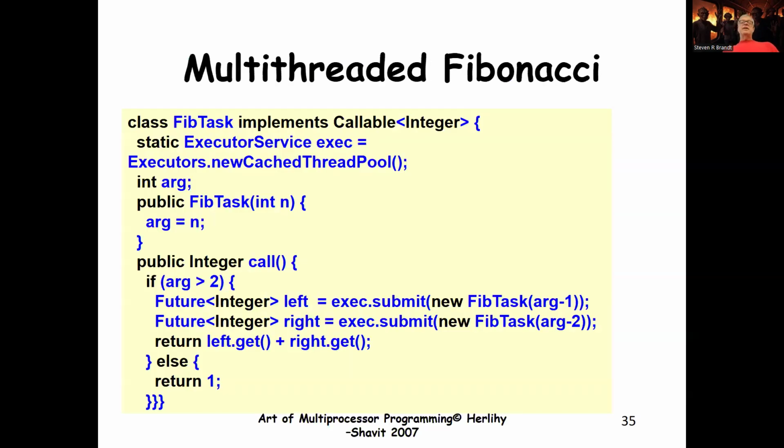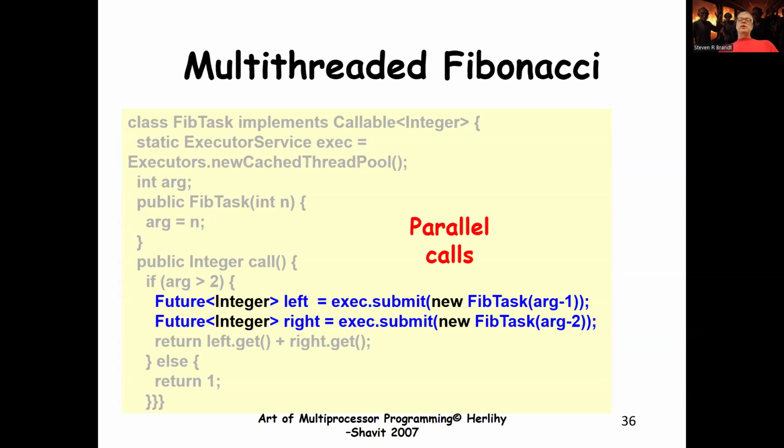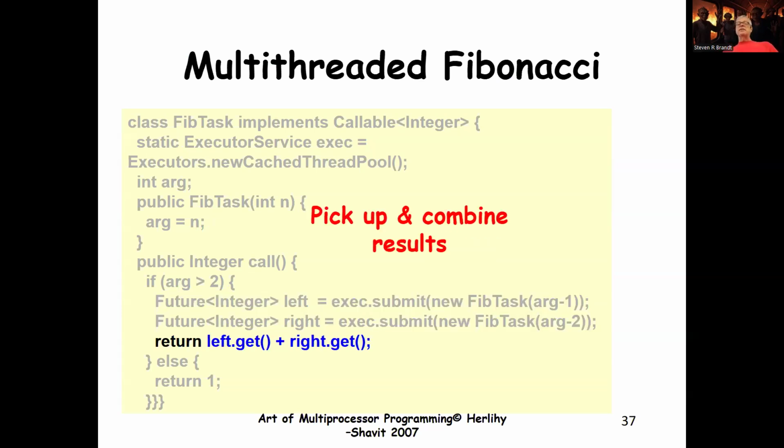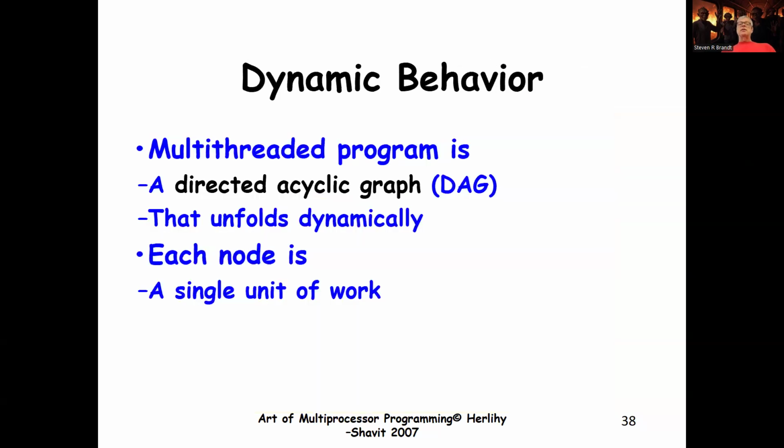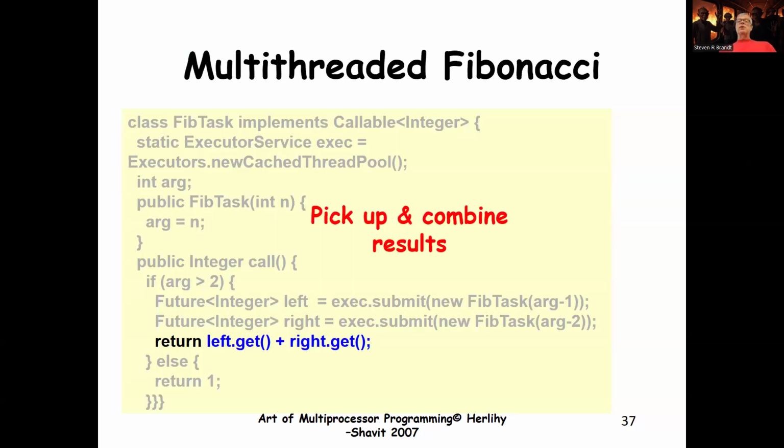Okay, so back to parallelism. The way we do our Fibonacci is we have parallel calls. We have two parallel calls for the left and right portion of our tree, arg-1 and arg-2. And then we do the sum of the gets, and that's the result. And if it's the base case, we have a 1.